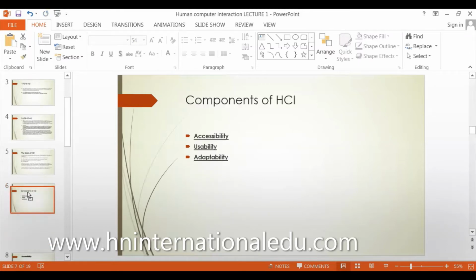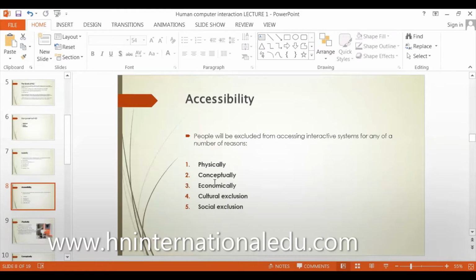Okay, actually, these are the components of HCI: usability, acceptability, accessibility, and adaptability. We'll learn about usability. And now, what is accessibility? Access means to reach anything. Okay, people will be excluded from accessing interactive systems for a number of reasons. Okay, why can people not access a system? Why is this feature important? There are some constraints: physical, conceptual, economical, cultural, and social.